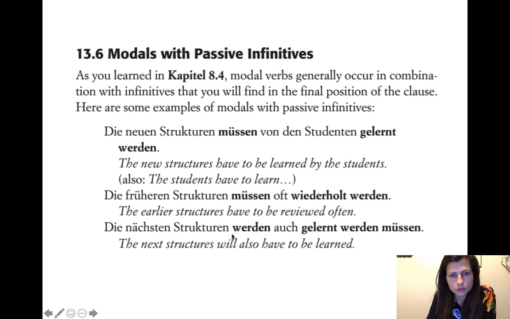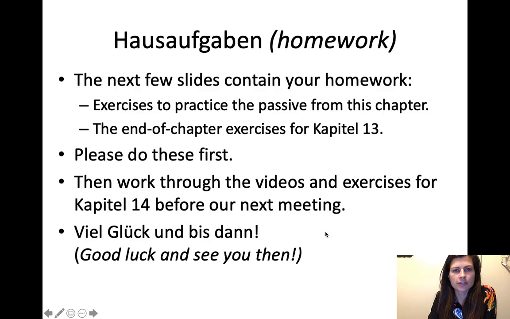Die nächsten Strukturen werden auch gelernt werden müssen. Okay, so now we have a modal verb and the future. So this werden is the future, will. And then we have to be learned. We still have three verbs to do at the end. So the modal verb goes to the very end, werden second to last, and then gelernt third to last. Yeah. So it's a lot of verbs, but the more practice you get, the more you will just be able to pick out which is which and be able to translate them.